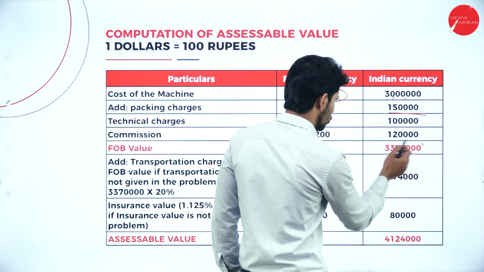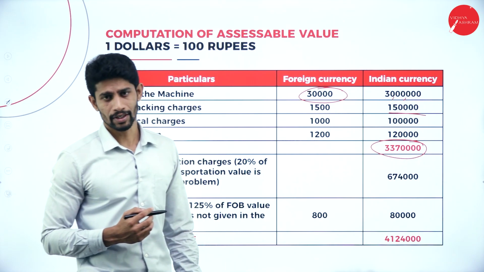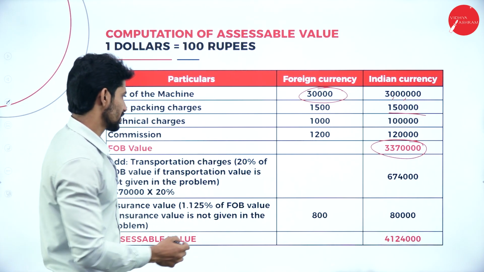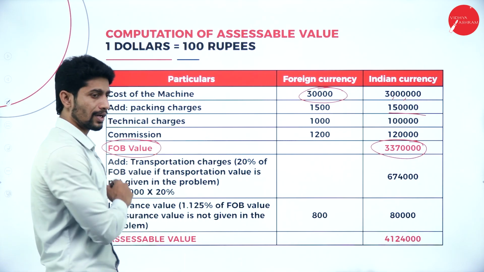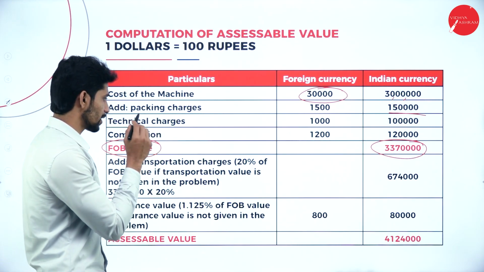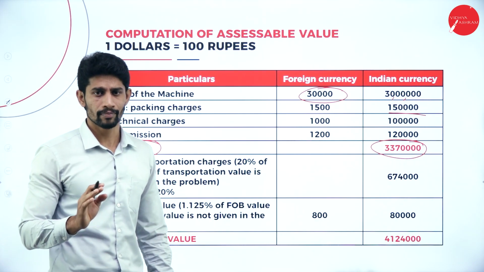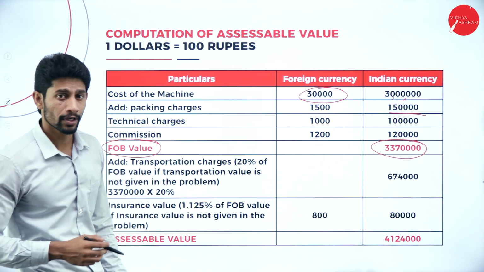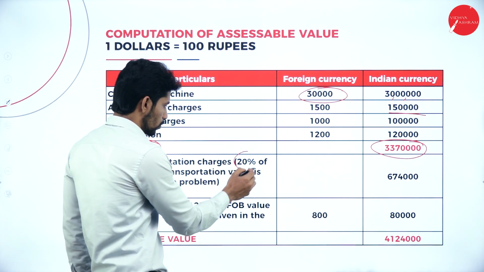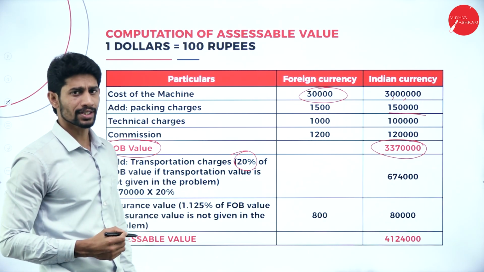So total the value, you will get the total of 33,70,000. That 33,70,000 is called what? FOB value. So for FOB value, add transportation charges. See, transportation charges is not given in the problem. So if it is not given in the problem, what are we supposed to do? We are supposed to take 20% of FOB value as transportation charges.